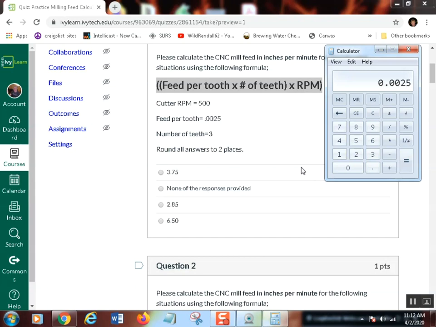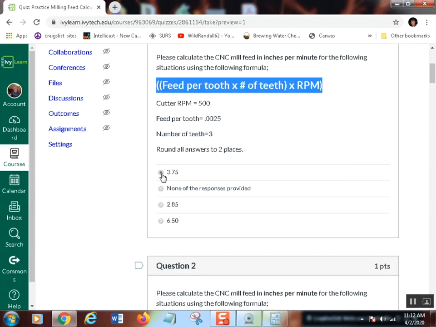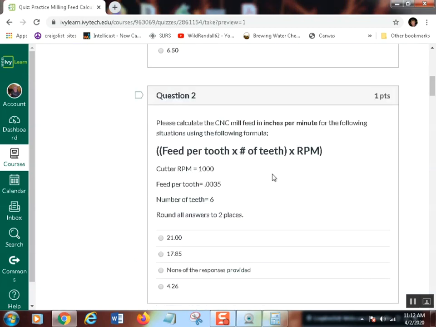0.0025, and take it. I'll have to do it like this. I forget. Times 3 equals there. So basically this particular end mill, every time it moves one complete revolution, is going to travel in some direction 7,000ths and 5/10. Okay, so what do we do next? We simply take it, multiply it times our RPM. So times 500 equals 3.75. That's inches per minute. So I probably should have put inches per minute there, but there you go. So that's that one. Let's go to the next one.